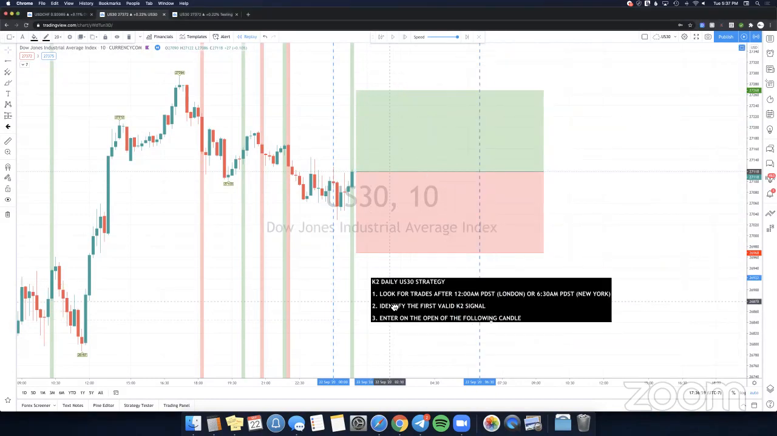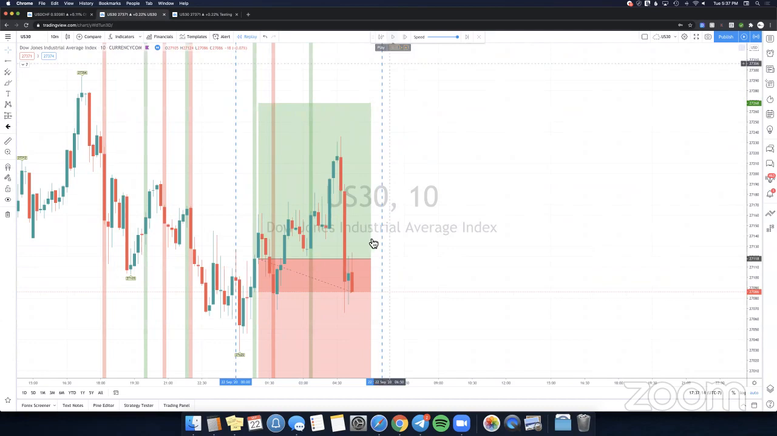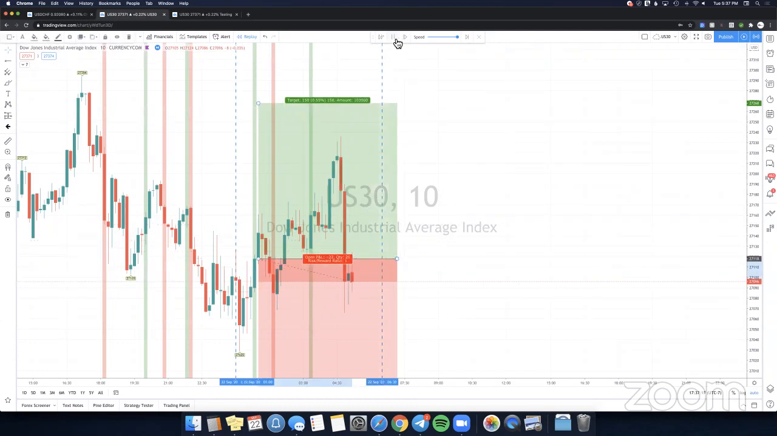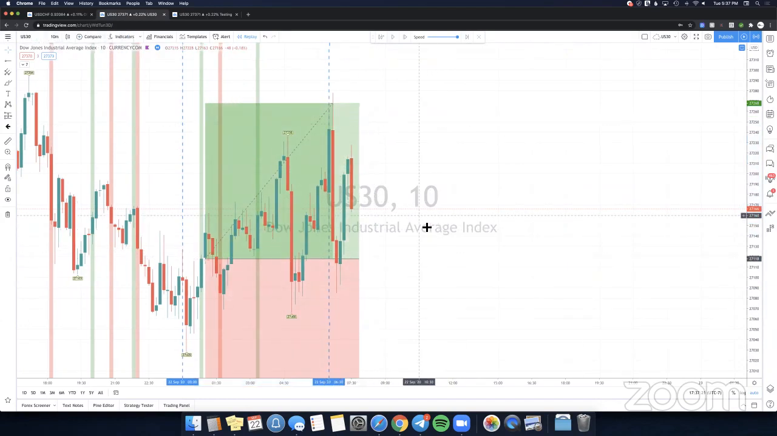Basically right here, look for entries after midnight, which is when London opens. So London open right here. We have the first valid K2 signal right here. We enter on the open of the following candle, which is right here, and then we let it run. I took this trade, went to sleep, and woke up with a full TP. So it played out nice.